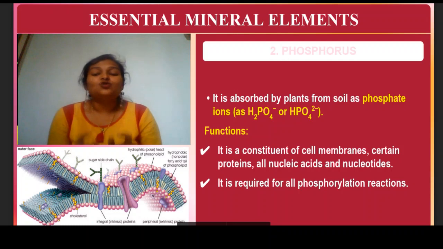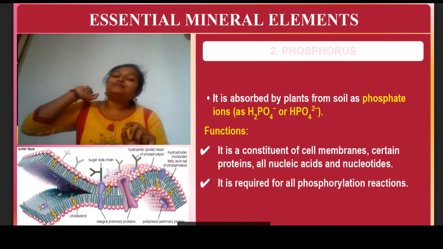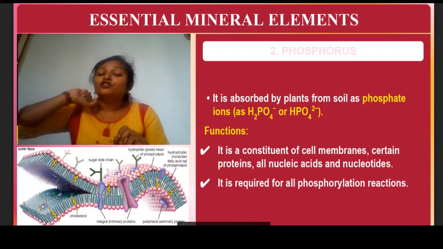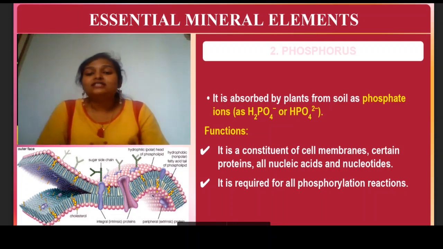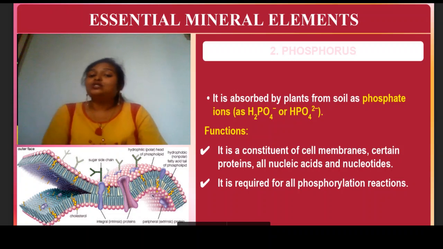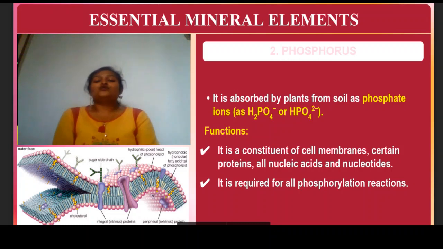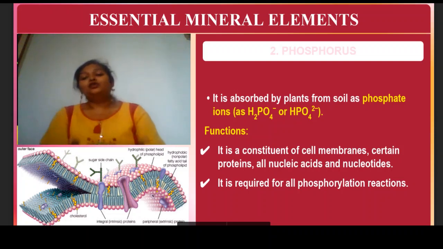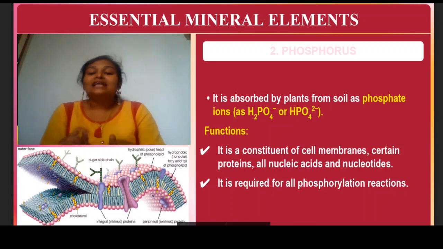Orthophosphate ions. Please note down, students, it is orthophosphate ions. And it is a major constituent. Remember, phosphorus is a major constituent of the cell membranes, certain proteins, and all nucleic acids. Nucleotides consist of which one? That is a phosphate. Yes, so phosphorus is present especially in the nucleic acids, when you consider the nucleotides having the nitrogen base, pentose sugar, as well as which one? That is a phosphate group, and it is required for the phosphorylation reactions.